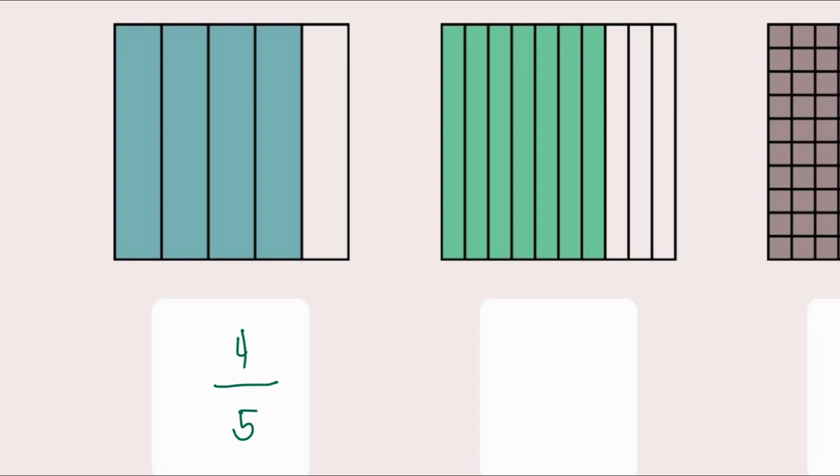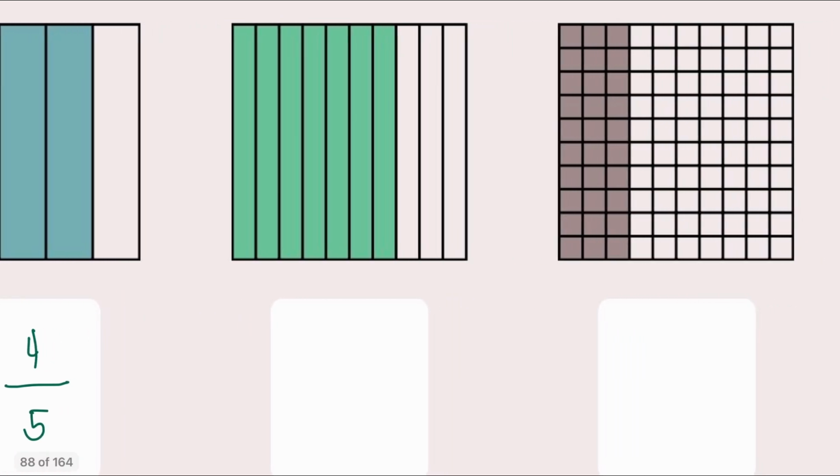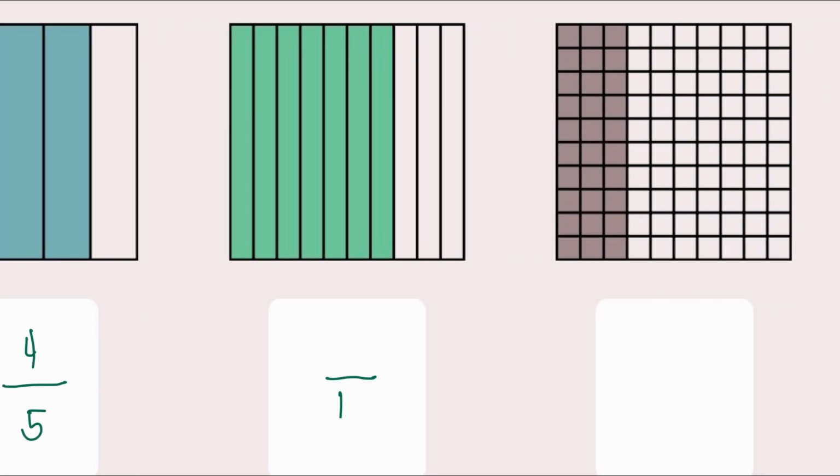The second figure shows 10 equal parts, so that will be its denominator. And the colored part is 7, so that will be the numerator. This diagram shows us 7/10.